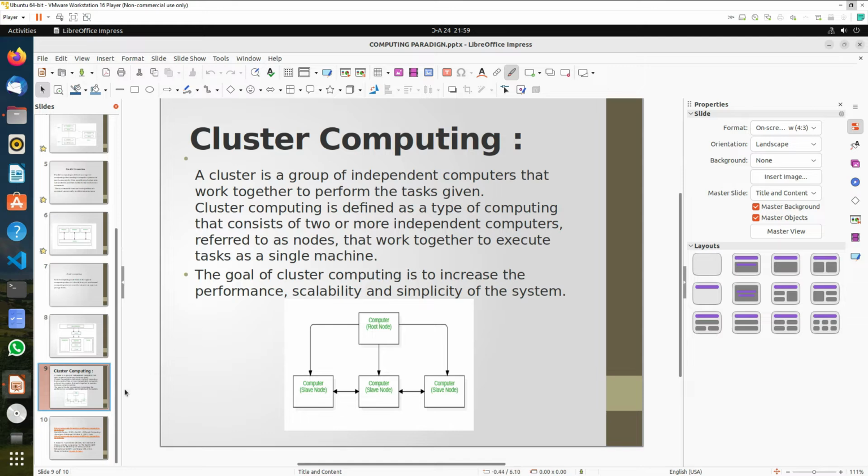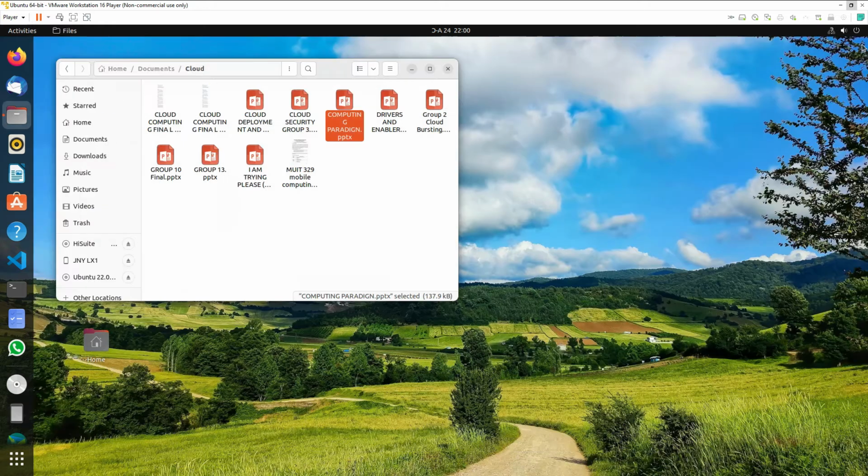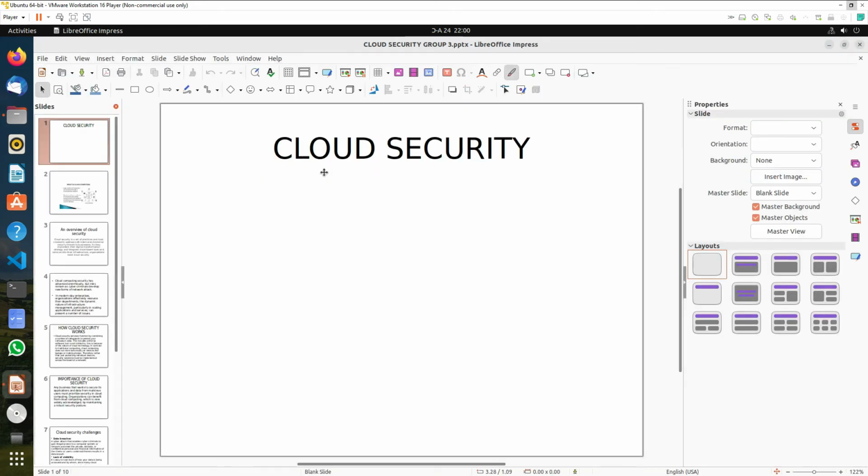Hopefully, I do hope you understand what I'm trying to say. I really do. Okay, so that's it for computing paradigms. Now let's go to cloud security.